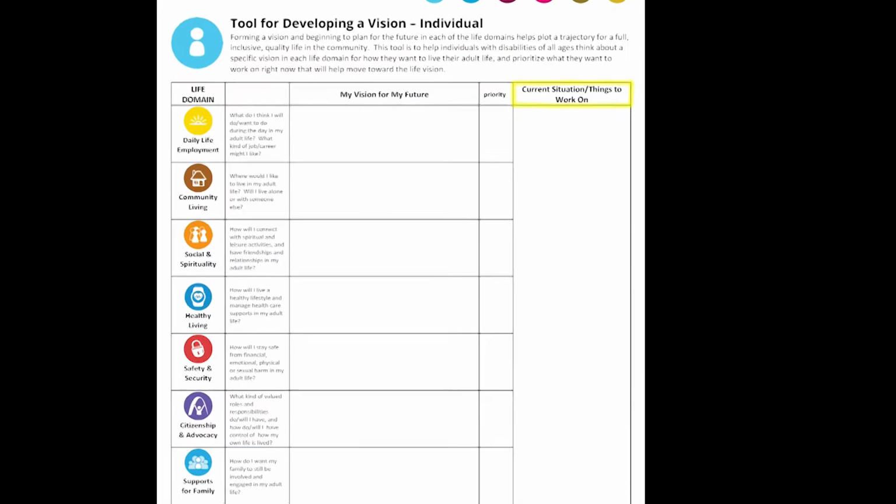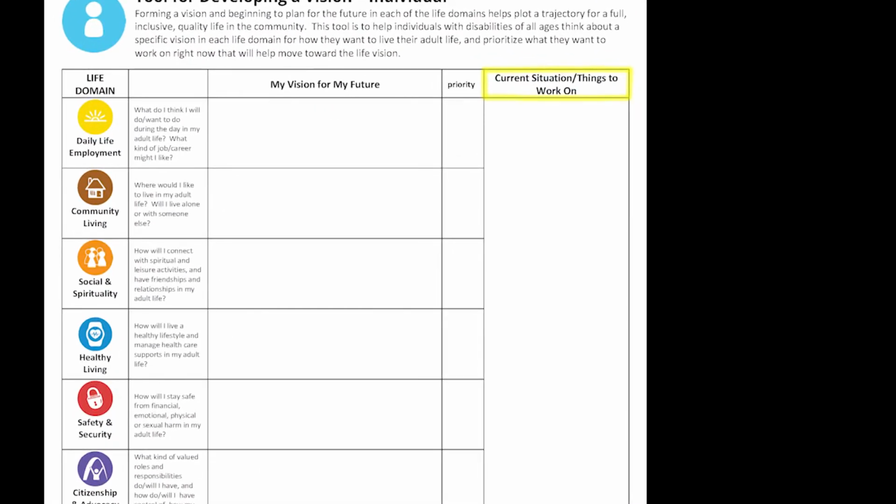The third step is to talk about what the individual with a disability's current situation is for each life domain. During this conversation, explore how the current situation is different or similar to the vision that was discussed during the second step. You should ask how this situation helps or hinders the person with a disability in obtaining her vision. Use this information to refine the necessary steps and goals that will support the individual's vision.